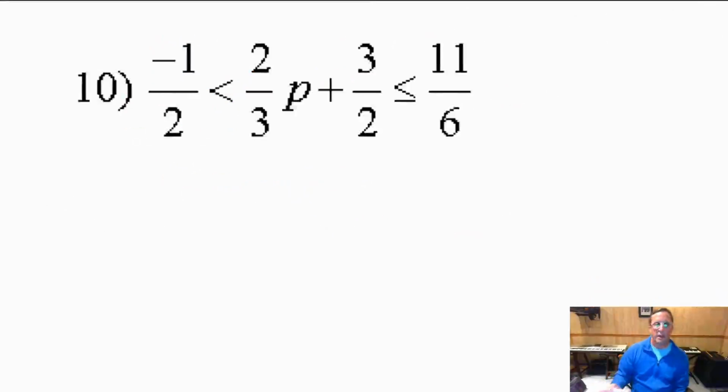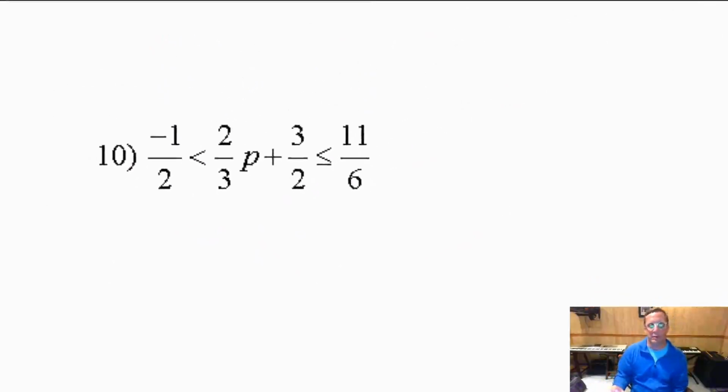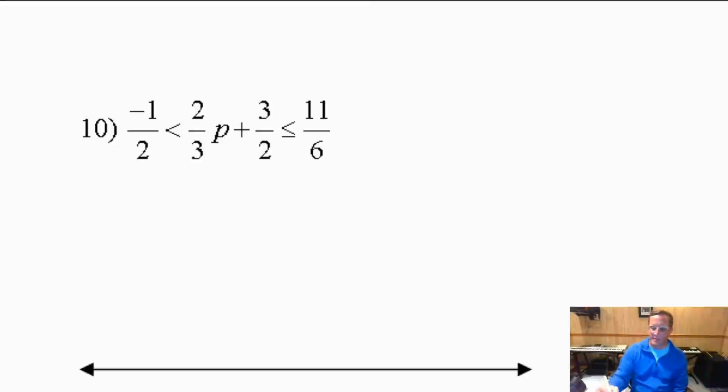And that's it. All right, for number 10, this is a perfect example of why clearing fractions is not a bad idea. So we're going to multiply everything by the LCM, which is 6. So we're going to multiply everything by 6. So I kind of squeeze these in here. Sorry, it gets kind of sloppy.